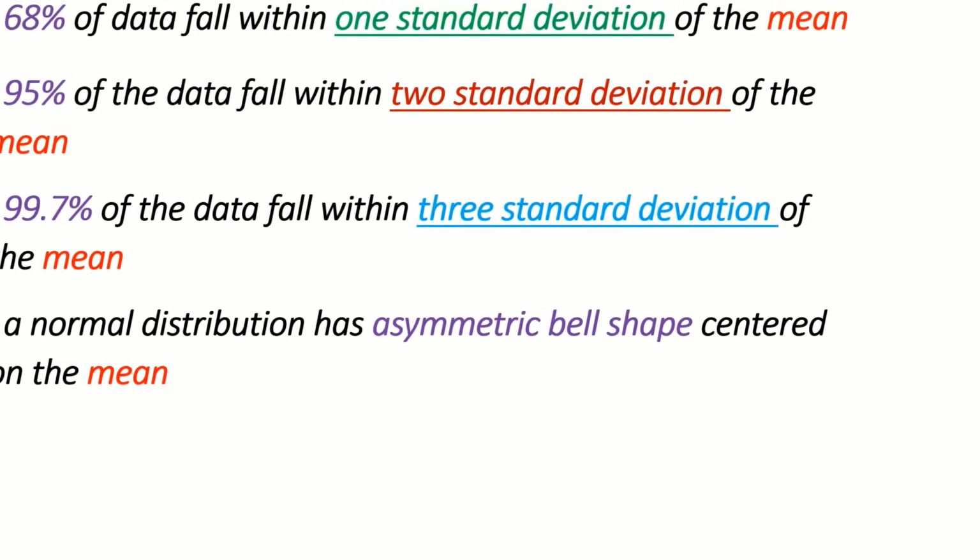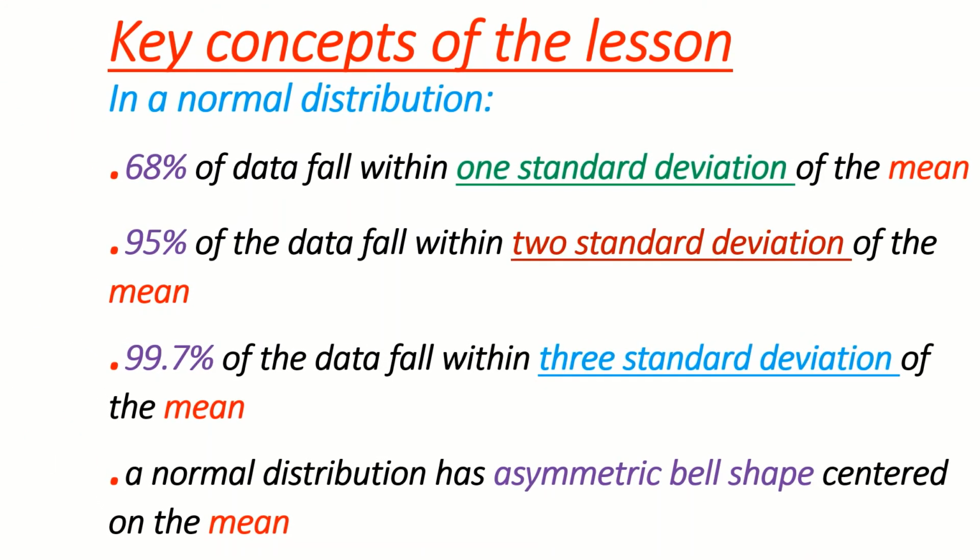Now let us look at the key concept of the lesson. In a normal distribution, 68% of the data fall within one standard deviation of the mean. That means to the right and to the left of the mean, it is 68%.